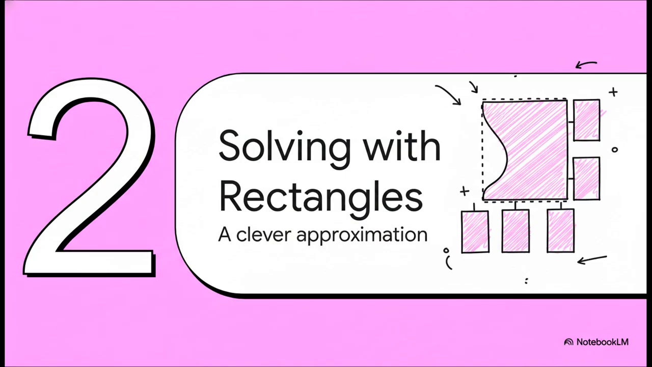This is where the real genius comes in. If you can't measure the complex thing directly, you do the next best thing. You approximate it with simple shapes you can measure. And the shape of choice? The good old humble rectangle. This is the core idea behind something called a Riemann sum.